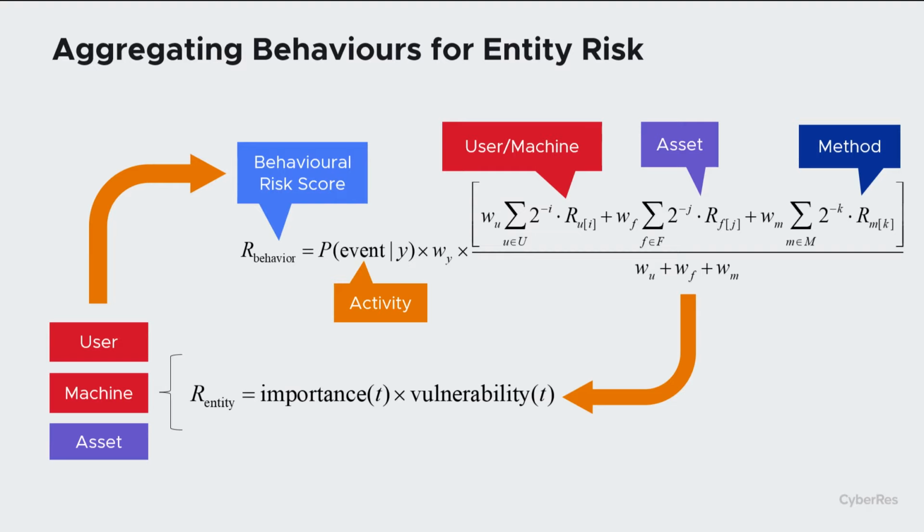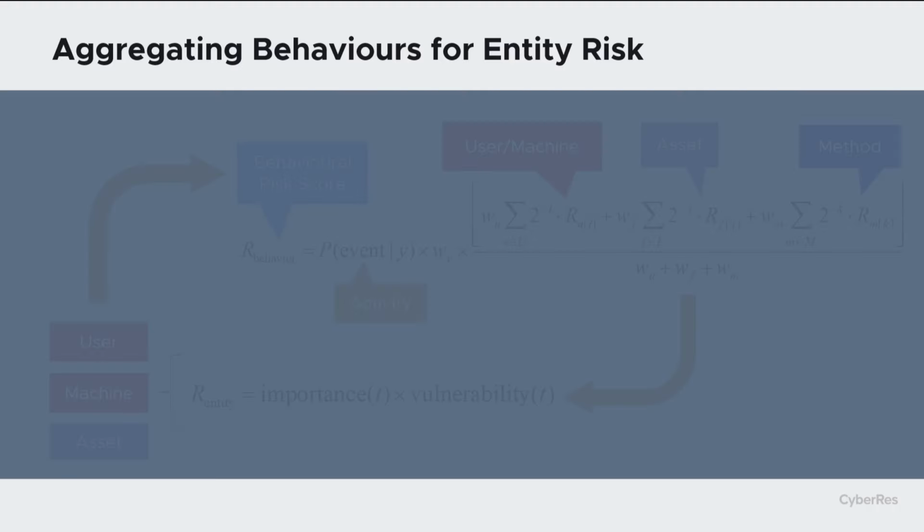Anomaly risk is a function of the probability of that specific behavior occurring and the weighted average of the risks associated with the entity, the asset with which they interacted, and the method of interaction. Entity risk scores are then calculated by considering the entity's importance, which may be adjusted via tuning, and the aggregate behaviors observed for the entity over time.